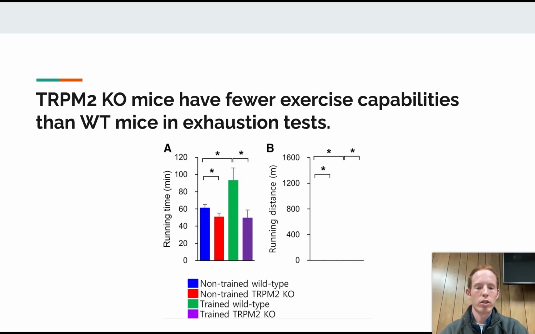Looking at graph B, we're looking at the running distance of the different groups of mice, which we can see has similar results. The non-trained wild type, upon being trained, increased from 800 meters to almost 1600 meters, meaning they almost doubled their running distance. Whereas with the non-trained knockout and the trained knockout, we can see again, there's almost no difference, meaning that there's got to be something different about these mice. Either it's the TRPM2 gene that we knocked out, or it's something different.